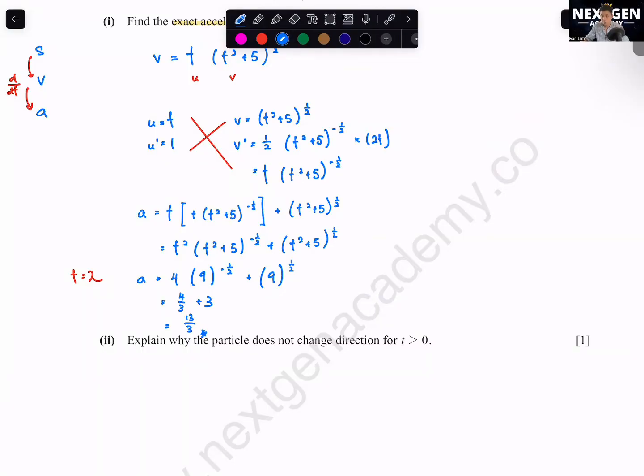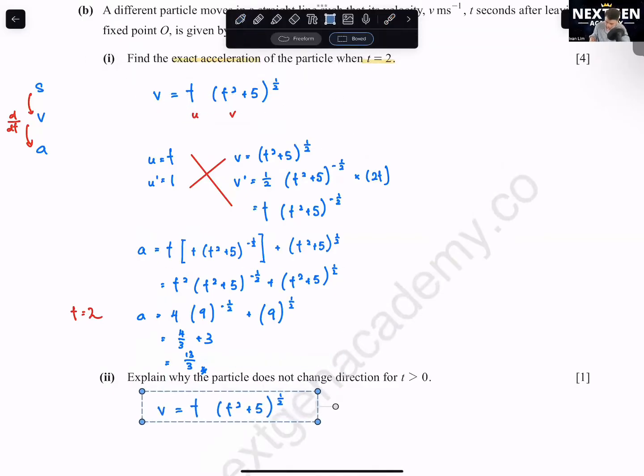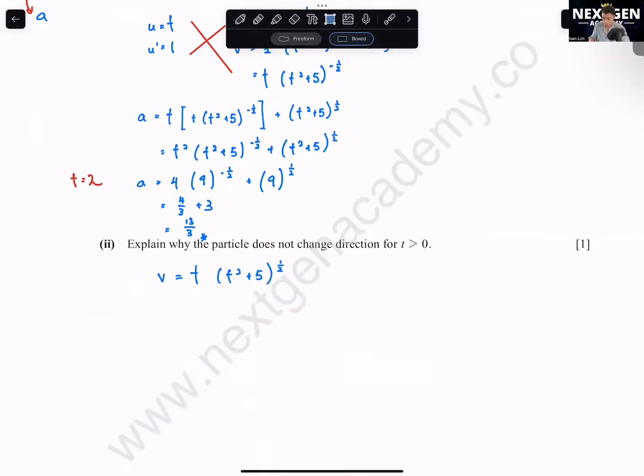When your v is equal to 0, correct? Because in kinematics, we have learned that if it changes direction, the particle will move to a certain point, then it has to stop. At v equals 0, it changes direction and your v will be the other way around, and it will be negative. So we normally have to analyze the equation of v itself. You see here, v is equal to this value here, t squared plus 5, power 1 over 2.